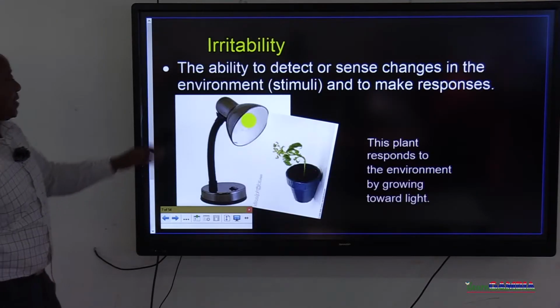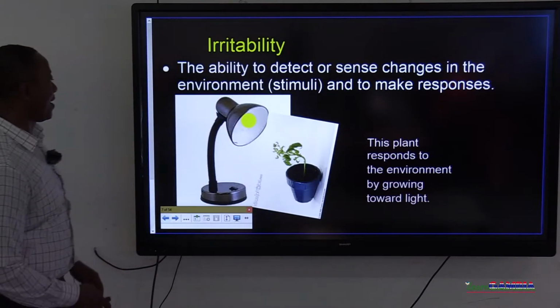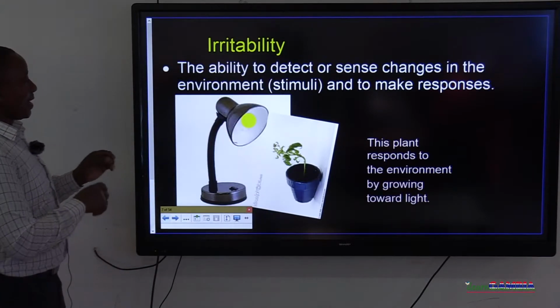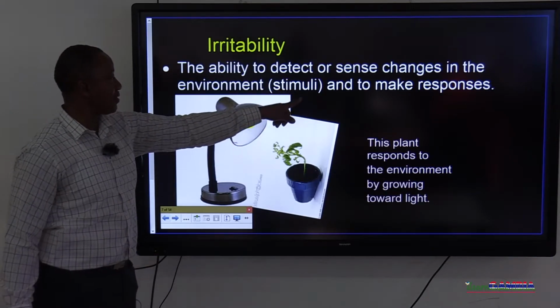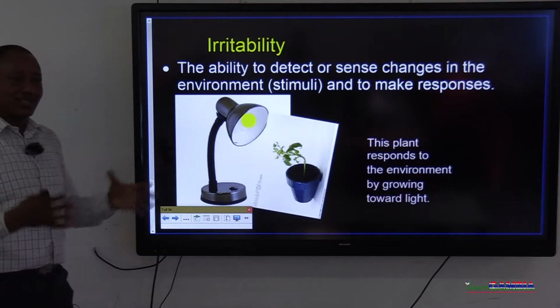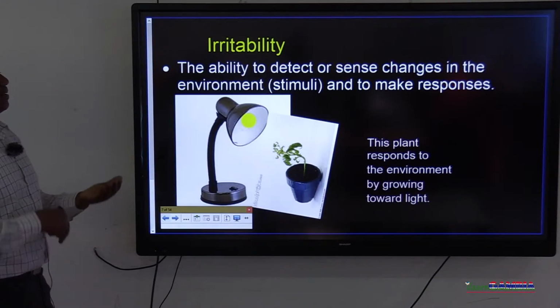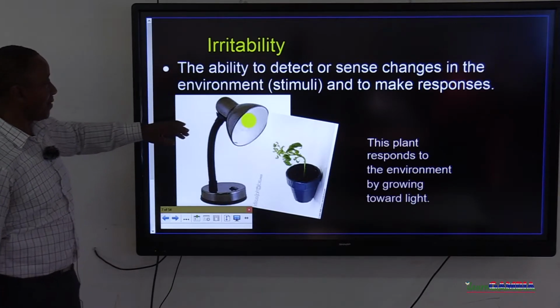Irritability is simply the ability to detect or sense changes in the environment. That change in the environment is referred to as a stimulus, plural stimuli, and to make responses. So you detect the change in the environment and then you react accordingly to the change.